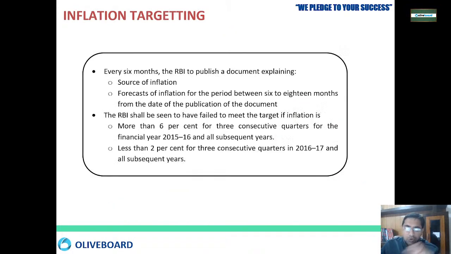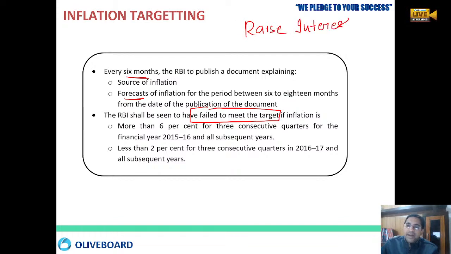Okay, so what is the role of RBI? Every 6 months, RBI has to publish a document where they say from where this inflation is rising, like from which places the inflation is rising. And then they have to forecast also, like what is going to be the inflation in the near future, around 6 to 18 months. Okay, and if RBI fails to meet the target, how does RBI meet the target? RBI raises the interest rate, right?